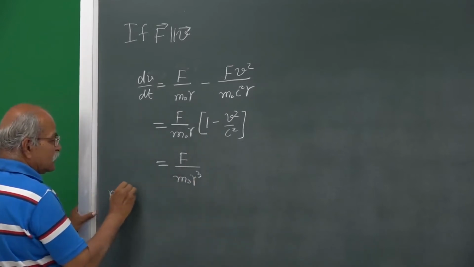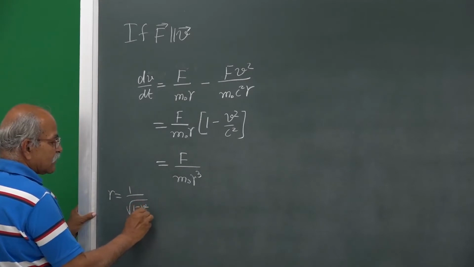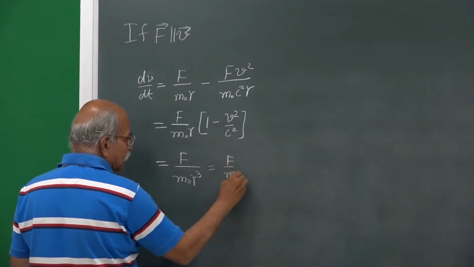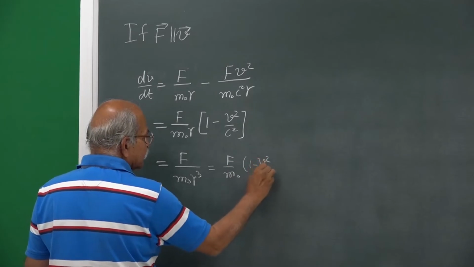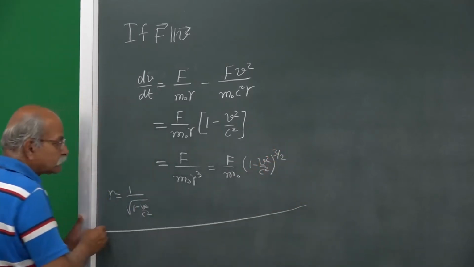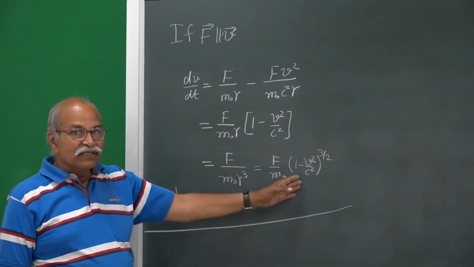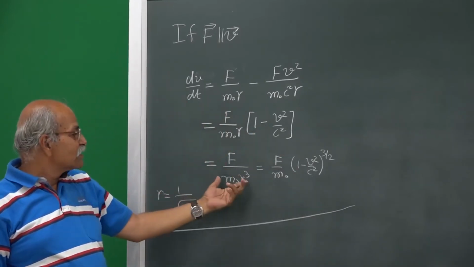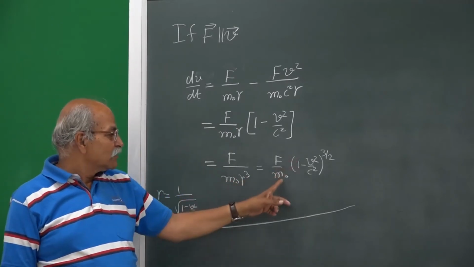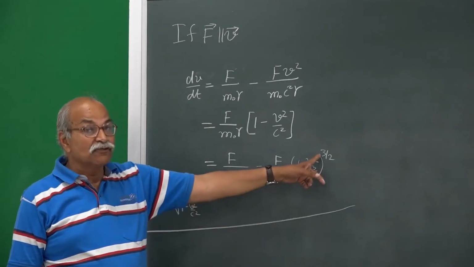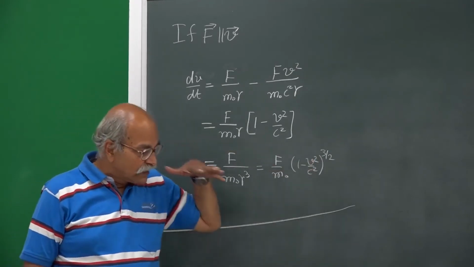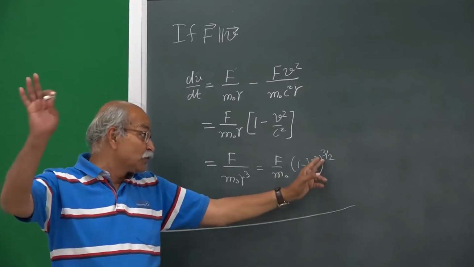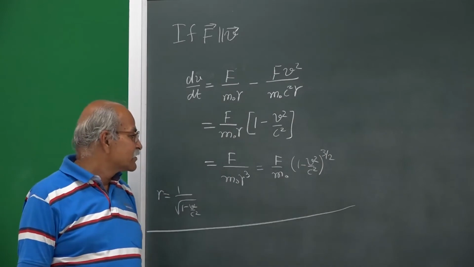Remember, gamma is nothing but 1 by square root of 1 minus v squared by c squared. So, you can write this as F over m naught, and then 1 minus v squared by c squared to the power 3 by 2. So, dv/dt is given by this. If you want to say that it is still in the form of force divided by mass, then your mass is m naught divided by 1 minus v squared by c squared to the power 3 by 2. So, for the cases where the velocity is in the direction of force, you have this kind of mass. If you want to define another mass, it is like this.